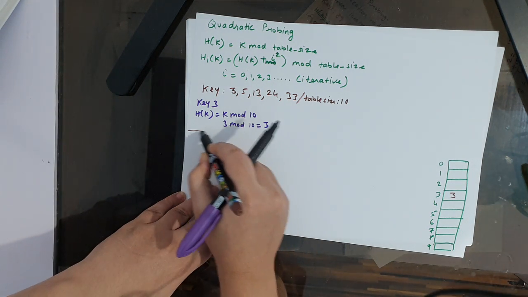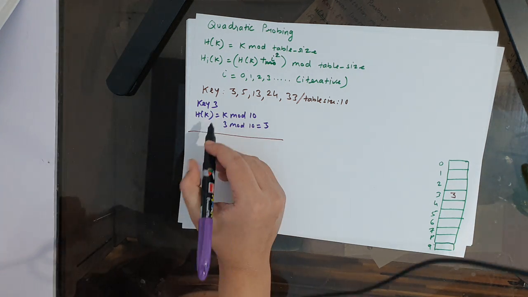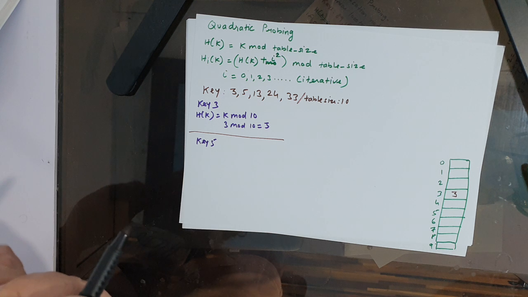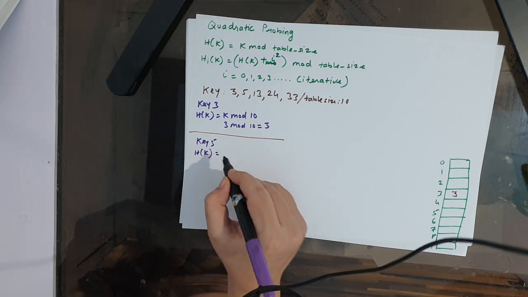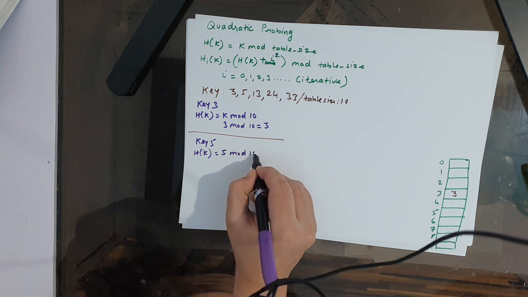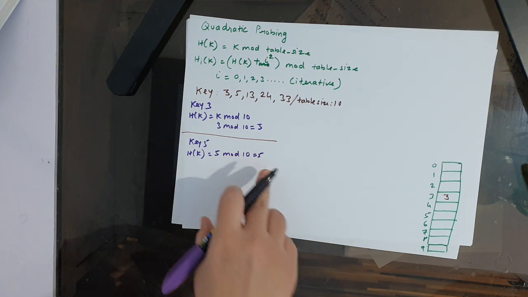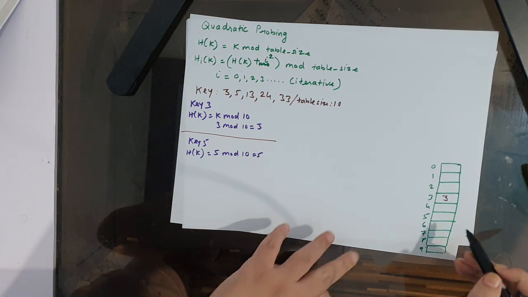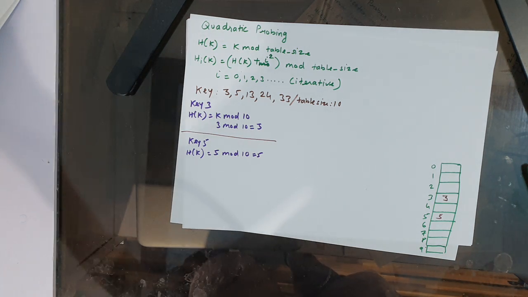The next key that we have is 5. Let's first find out its hash. It's 5 mod 10. The answer for the same will be 5. Is 5 available? Yes, 5 is available. So we can store the data right there. We store 5 right there.